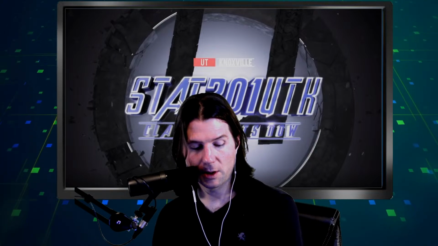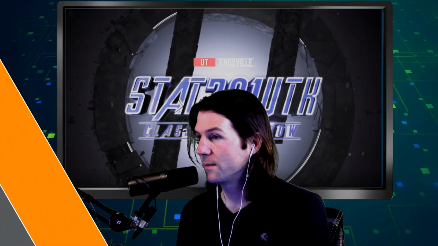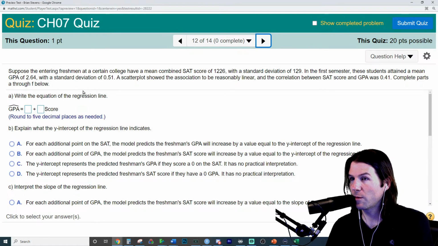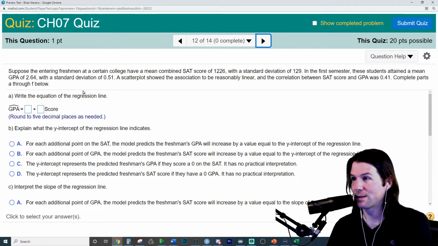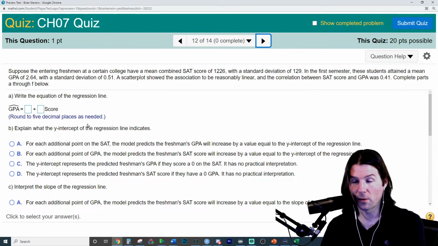Let's hop over here to this question. Thank you, Ritu, for asking that. Let's do the question. Suppose the entering freshmen at a certain college have a mean combined SAT score of 1226 with a standard deviation of 129. In the first semester, these students attained a mean GPA with a standard deviation. A scatter plot showed the association to be reasonably linear, and the correlation between these was r. Complete the parts below, and so we have to write the equation.